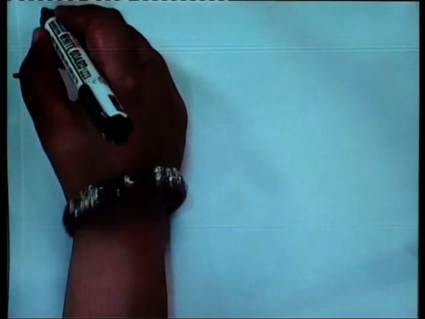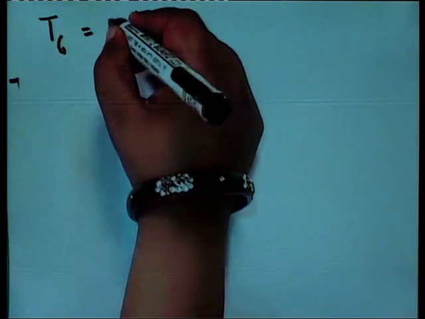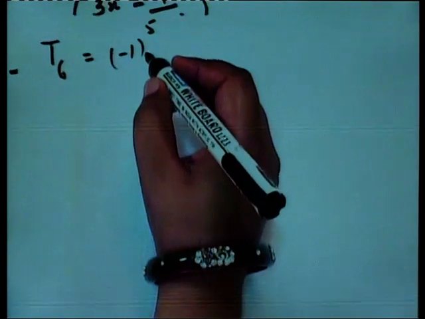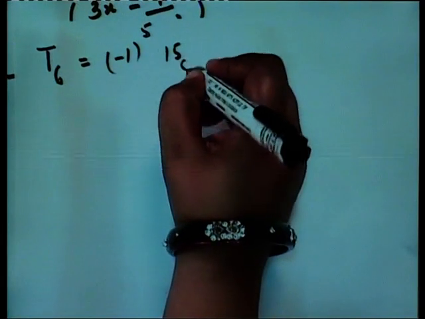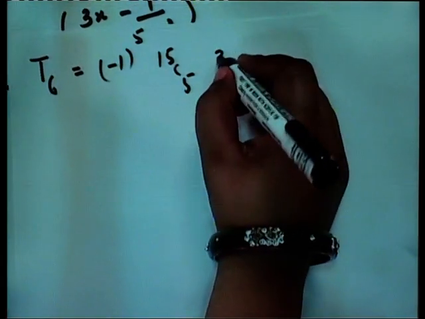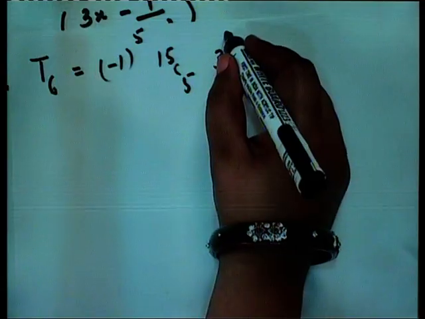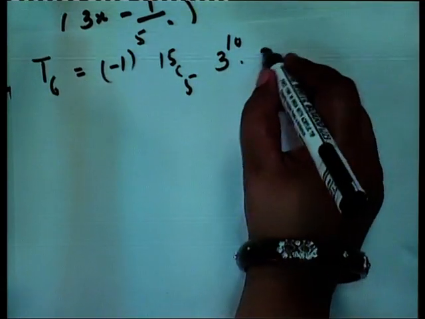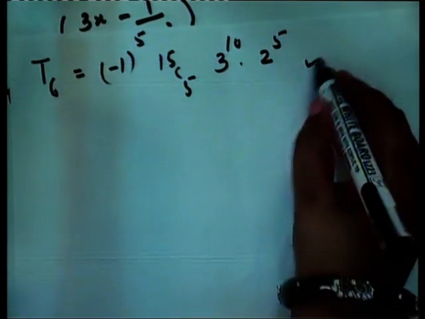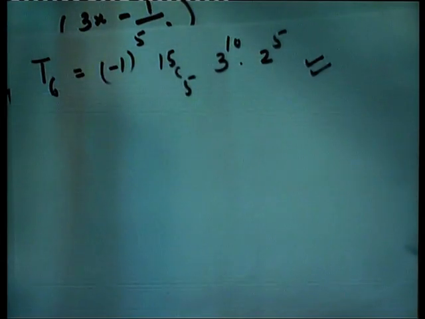So T6 will be equal to (minus 1) raised to power 5, as r is 5, into 15C5 into 3 raised to power (15 minus 5), which is 10, into 2 raised to power 5. So this is the term which is independent of x.